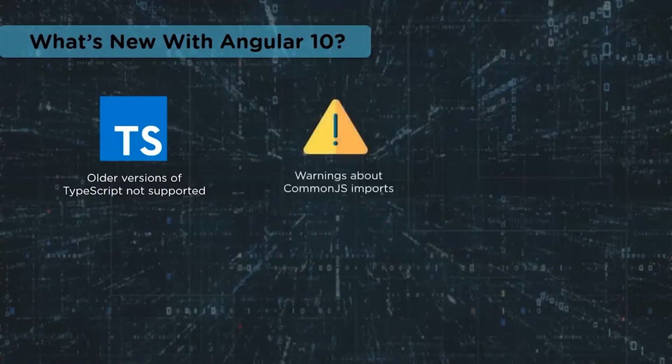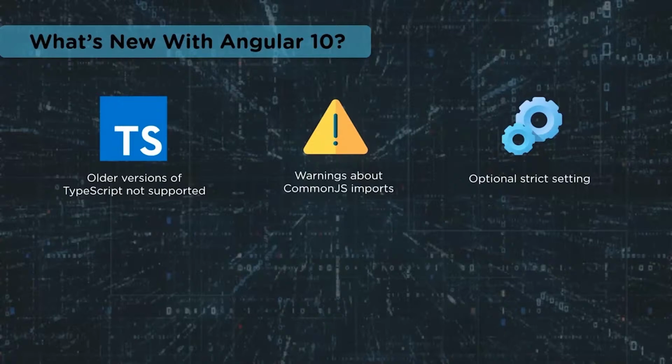Next up is warnings about CommonJS imports. Now, logging of unknown property bindings or elements, which were previously warnings, has now been increased to the error level. This change may have an effect on tools that are not expecting an error log. The most important update of all is that version 10 offers a new strict project setup when you create a new workspace with the ng new command.